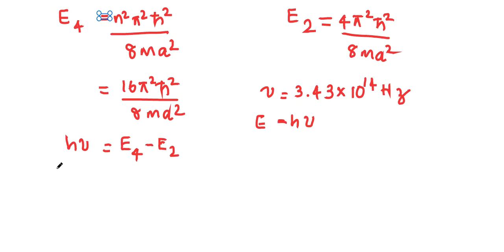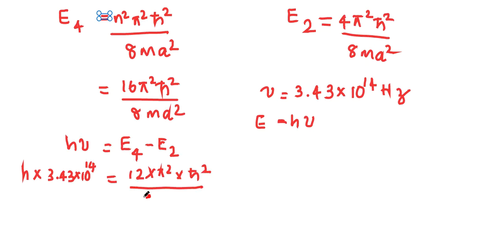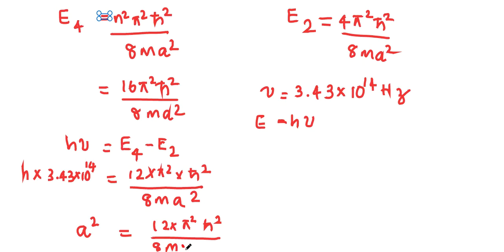So, we know what h nu is, because it's h into 3.43 into 10 raised to 14, equal to E4 minus E2, which will be 12 into pi square into h cross square divided by 8ma square. So we can substitute the values here. So we have to find out 2a or a. So a square is equal to 12 into pi square into h cross square divided by 8m into h into nu.